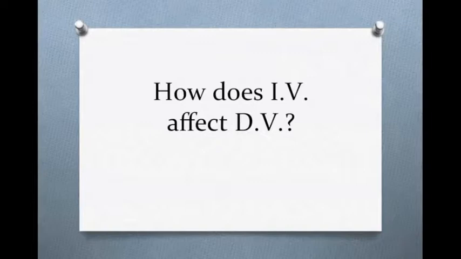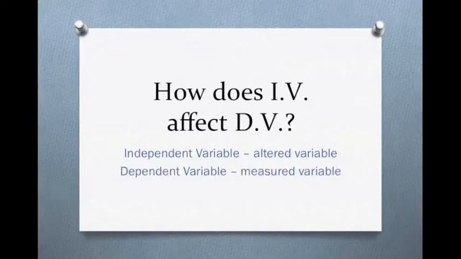On the screen you see: how does the independent variable affect the dependent variable? This should always be the way that you word your research questions. Remember, the independent variable is the altered variable. It's the one that you control, the one that you change for your different trials. And the dependent variable is the measured variable. That is the thing that you are collecting data on.